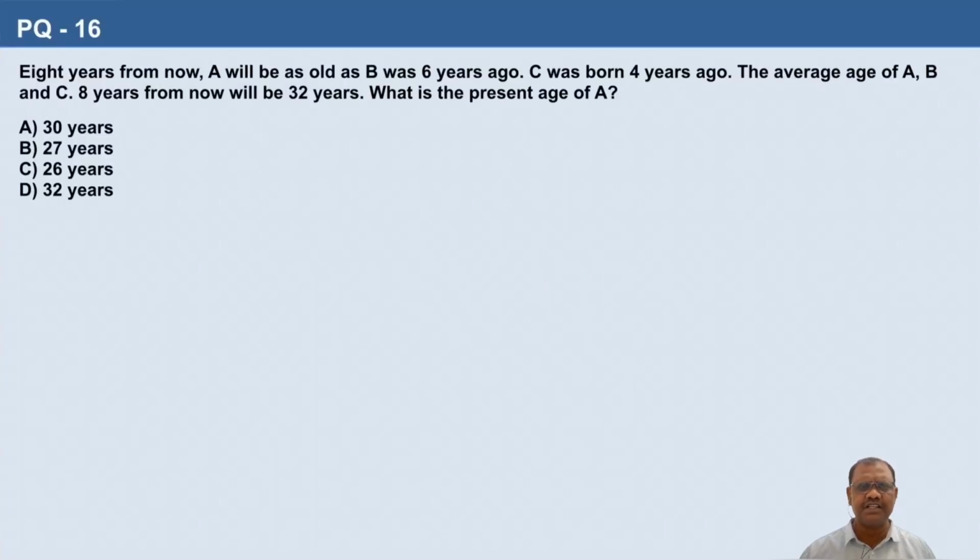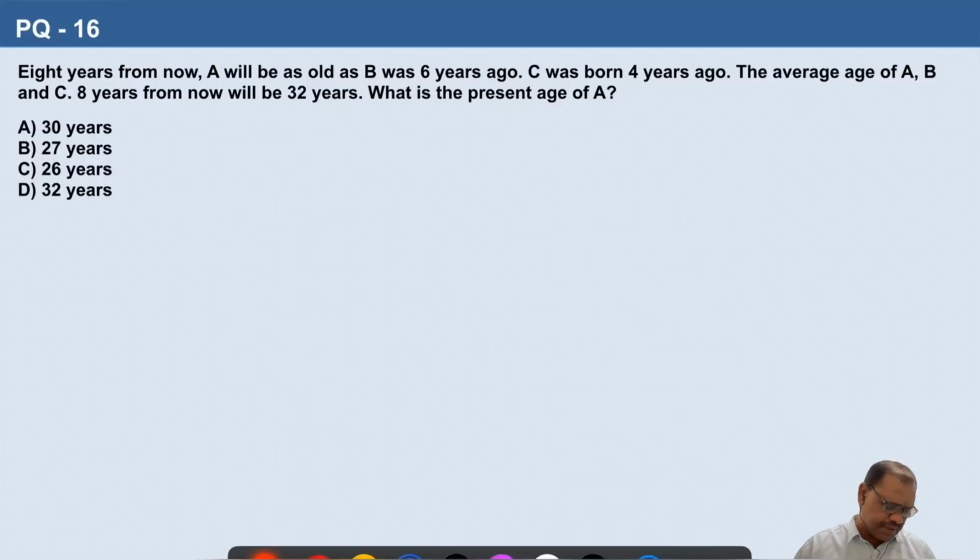Question number 16. 8 years from now, A will be as old as B was 6 years ago. C was born 4 years ago. The average age of A, B and C 8 years from now will be 32 years. What is the present age of A? So here A plus 8 is equals to B minus 6.